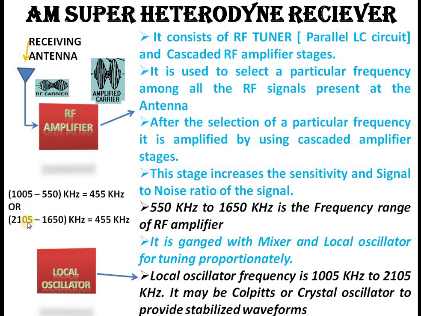It is noted that the difference between the local oscillator frequency and the RF amplifier stage frequency is always maintained at 455 kHz. You can check here, 1005 minus 550 is 455 kHz. Similarly, 2105 minus 1650 kHz is again 455 kHz. That means for AM receivers, the IF signal is kept at 455 kHz.